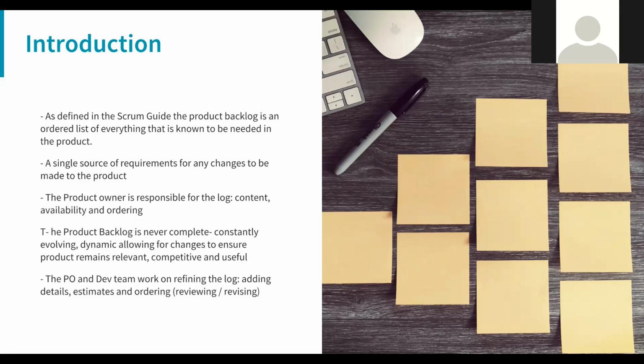And I guess the major thing to note there is to allow for changes to ensure that the product remains relevant, competitive, and useful to the organization or to the client, as the case may be. The product owner and the development team usually at the back end will work on refining that backlog. And by refinement, we mean adding in details, estimates, or ordering. So in summary, revising and reviewing that backlog to ensure that it remains fluid in a way that is always relevant. So I thought, let's take a look at what it looks like.